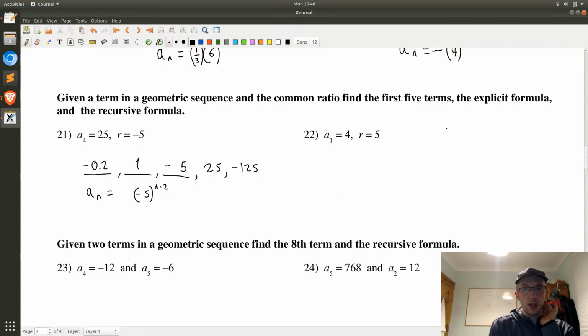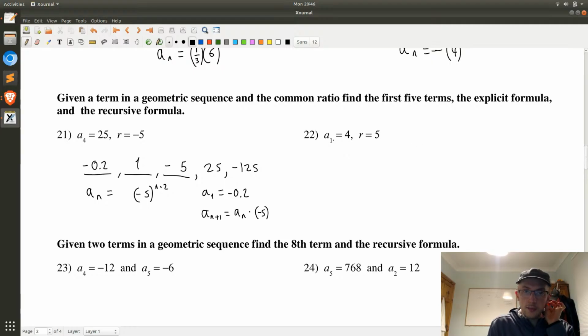But they also asked for the recursive formula. Very well. a_1 equals -0.2. And a_(n+1) is a_n times -5. There you go.